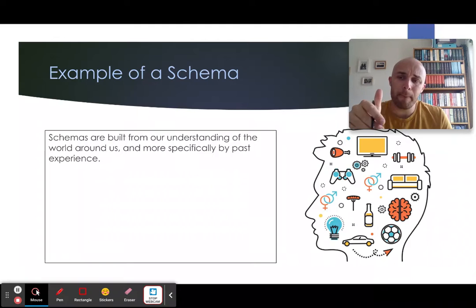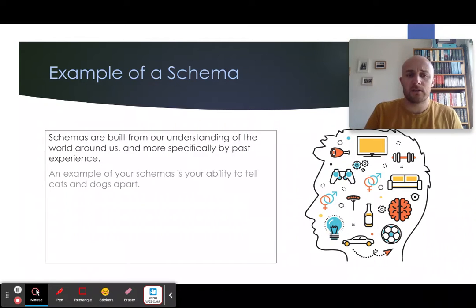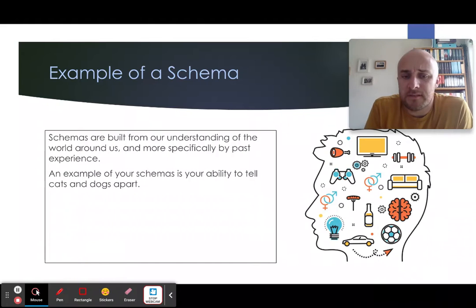So schemas are made from our past experience, basically, right? Our previous experience, our childhood experiences. We understand the world through our experiences a lot of the time. So an example of your schemas is your ability to tell cats and dogs apart. Now, hopefully all of you can do this, but you never used to be able to do it, right?